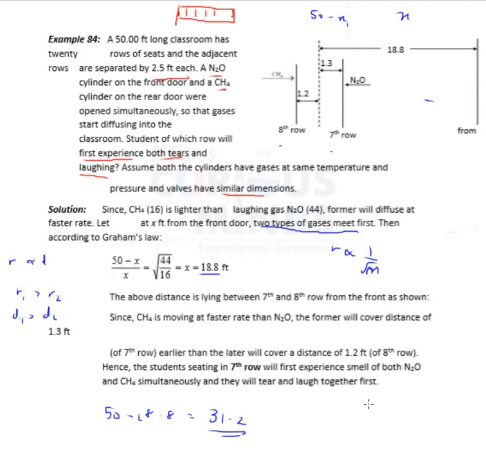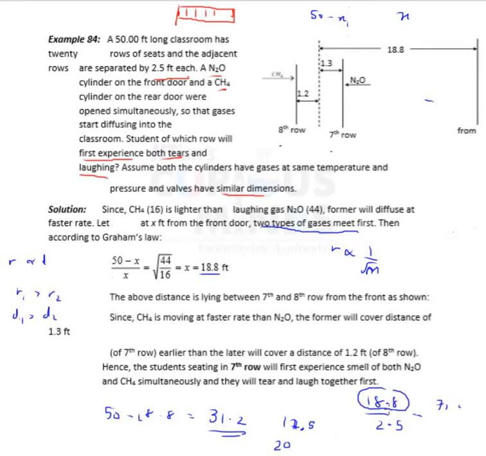So which row will it be? Simple, we divide 18.8 by 2.5. So we see that this comes out to be 7 point something. That means the meeting of the gases is between the 7th and 8th row. You can see it is between the 7th and 8th row, but how much? Now what is 2.5 into 7? It is 17.5, right? So 17.5 from the door is the 7th row. And 2.5 into 7 is 17.5, and 2.5 into 8 is 20. So 17.5 is the 7th row and 20 is the 8th row, and 18.8 is the line of the intersection.